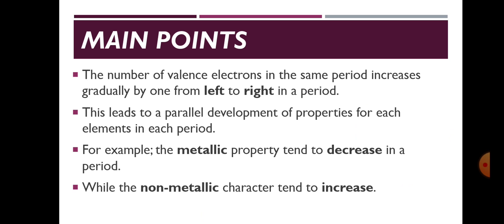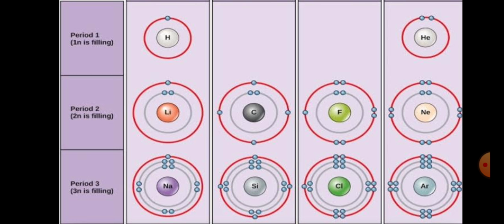Non-metal means that the elements are classified as non-metals, and their properties increase when moving from left to right. So in the period or in the group, we have the metallic property or the non-metallic property. Then we can proceed to period 1, period 2, period 3.